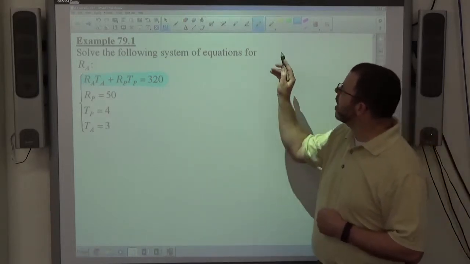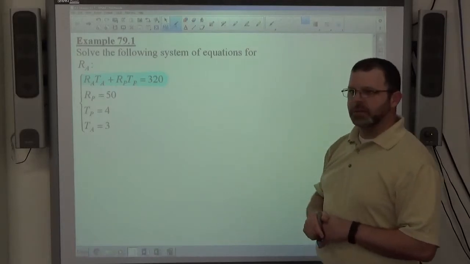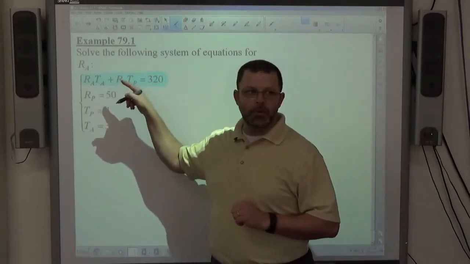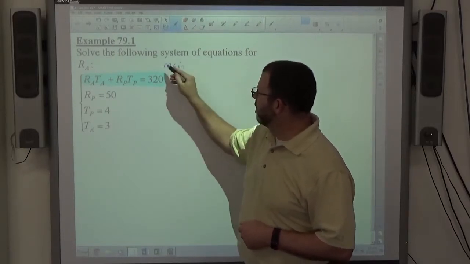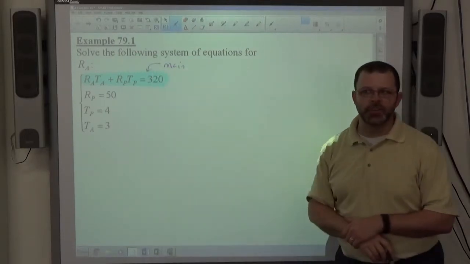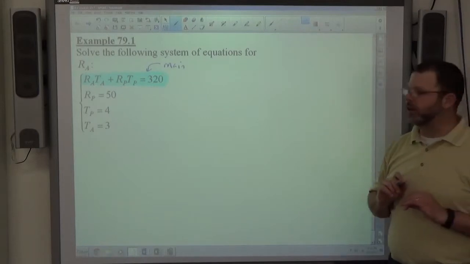But the top equation, you'll notice, has every single variable in it. All four variables happen in this top equation. For the sake of calling it something, I'm going to call it the main equation. The equation containing all the variables is going to be the main equation. The other three equations are substituting equations.